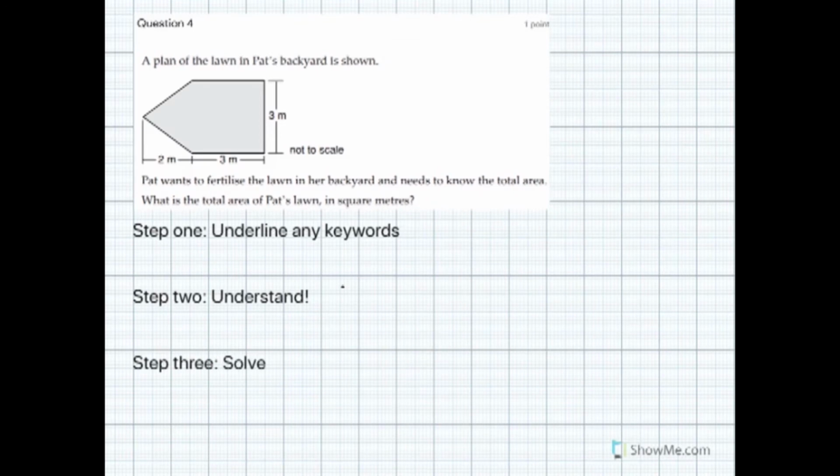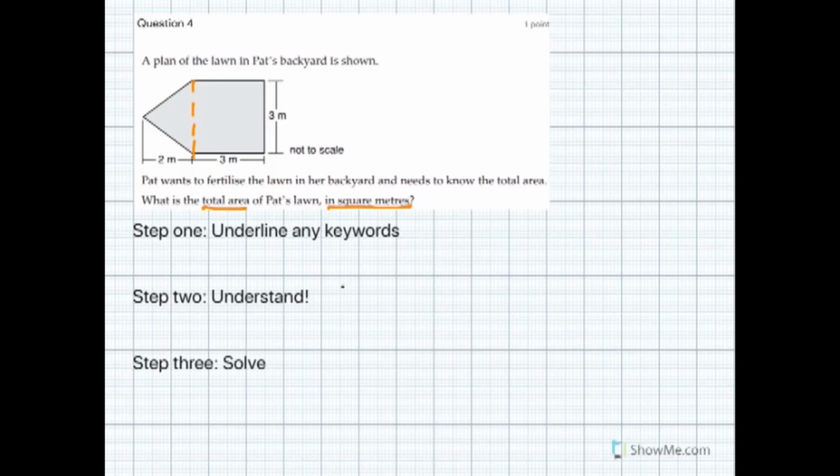Question 4. A plan of the lawn in Pat's backyard is shown. Pat wants to fertilise the lawn in her backyard and needs to know the total area. What is the total area of Pat's lawn in square metres? Step 1 is to underline any key words. The total area in square metres are key when it comes to answering the question. Step 2 is to understand that we need to find the area of a square and the area of a triangle. That is because the lawn can be divided into 2 shapes.